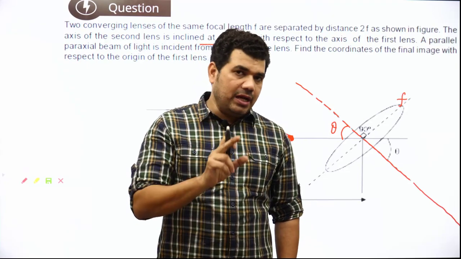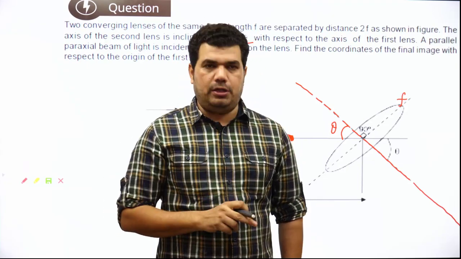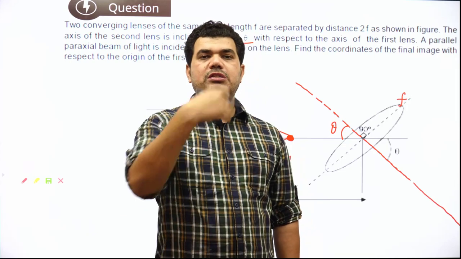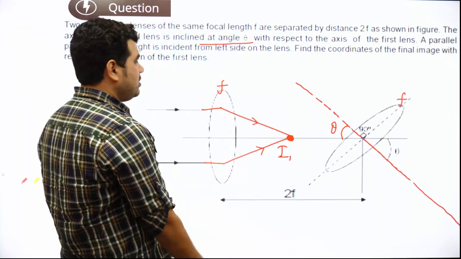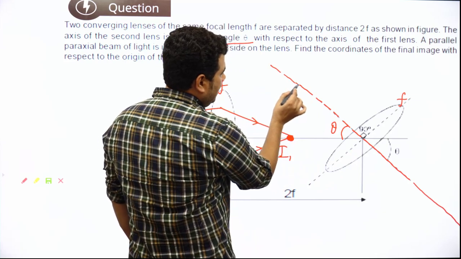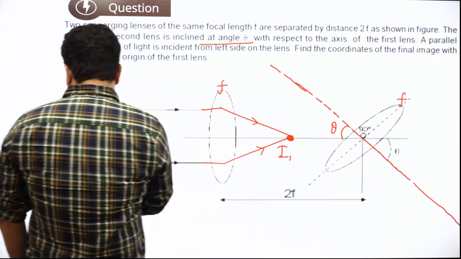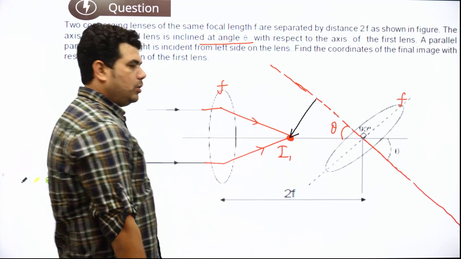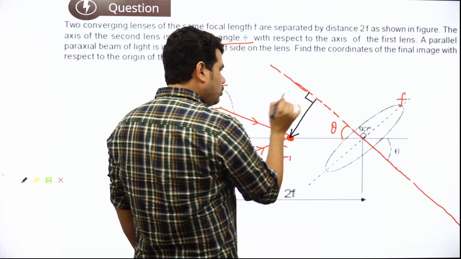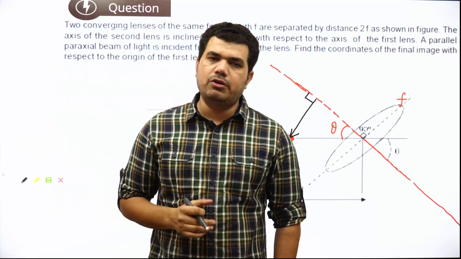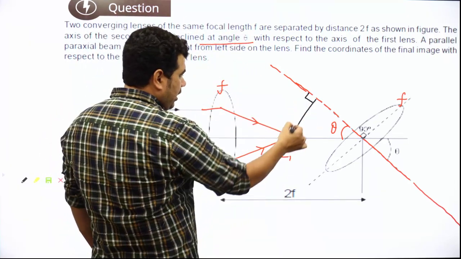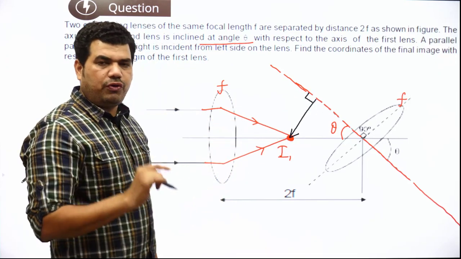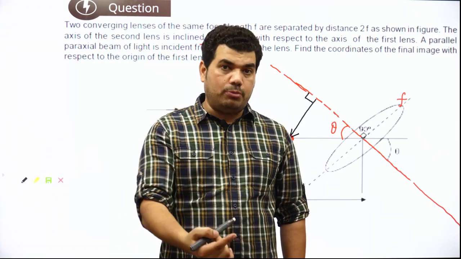Now I1 will behave as an object, a point object, for the second lens. But my dear students, the second lens is not coaxial. So what we have to do is find the image position with respect to the second lens. First you can see this is the second lens, and here is the principal axis of the second lens. For the second lens, we can take the object like this. If we draw a perpendicular, because you know the formula for an object perpendicular to the principal axis, that's why I draw a line here.